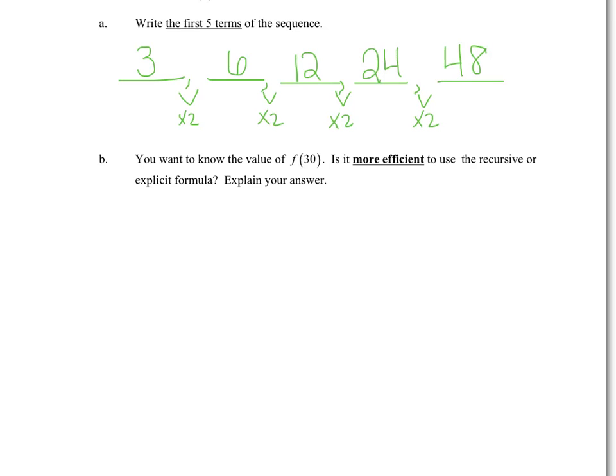Next, it asks, you want to know the value of f of 30. Is it more efficient to use the recursive or explicit formula? Explain your answer. Now, they bold and underline more efficient for a reason. Can you use either formula to get f of 30? Absolutely. But which is going to be the more efficient one to use? So, it is more efficient to use the explicit formula.